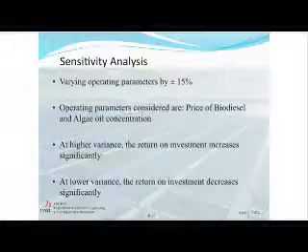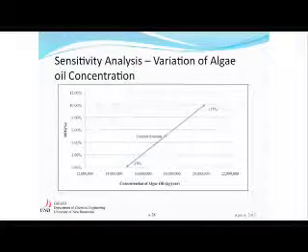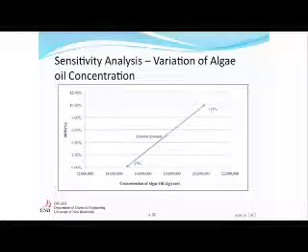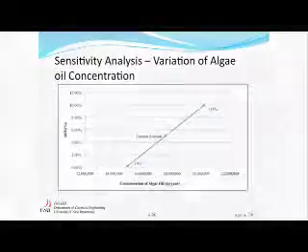The next one is oil concentration. If the concentration of oil increases by 15%, the return on investment is going to be around 10%. And if you decrease it by 15%, the return on investment is going to be around 0. So at higher variance, the return on investment increases, and at lower, the return on investment decreases.